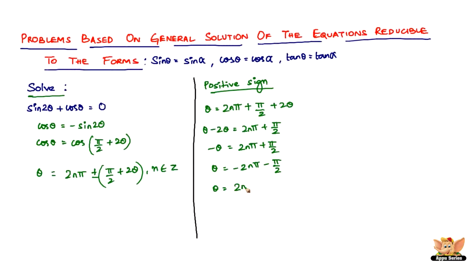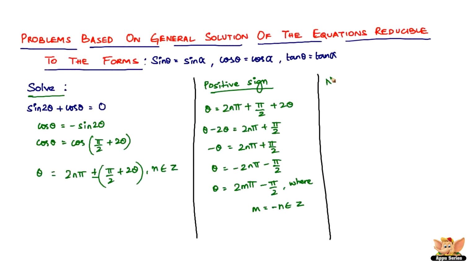Or theta equals 2m pi minus pi by 2, where m equals negative n, and that belongs to integer. Just replace m by negative n and you get this. It's just to write the equation in that form, the general solution. So the general solution, when we take a positive sign, is theta equals 2m pi minus pi by 2, where m equals negative n, that is an integer. Now we're done with one part, taking the positive sign.